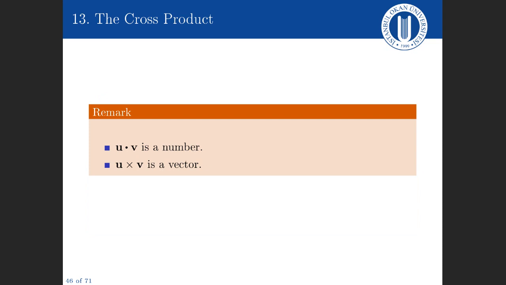Let me just remark before we go on, we have two ways to combine two vectors, two products. We have the dot product, u dot v, which gives us a number, and we have the cross product of u and v, which gives us a vector.